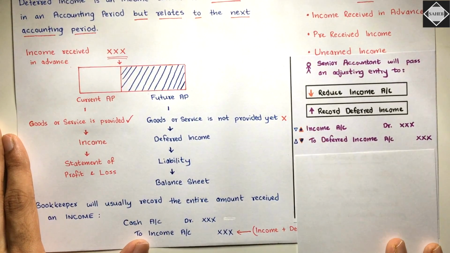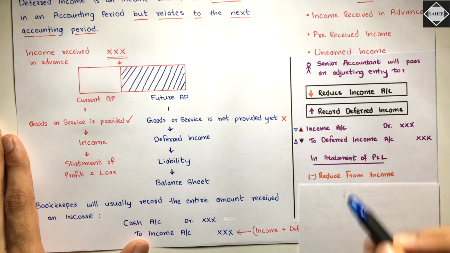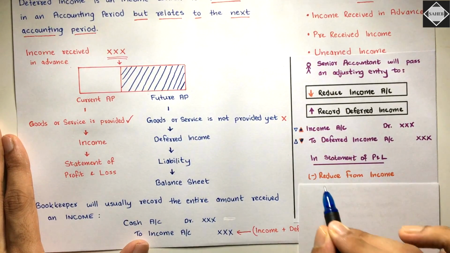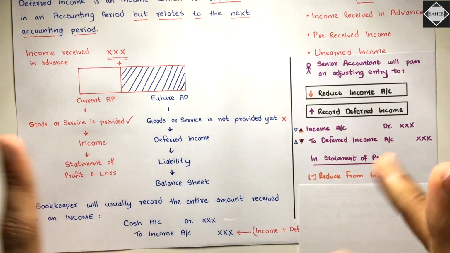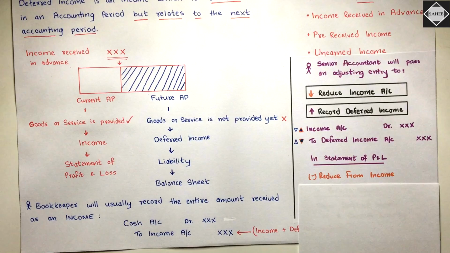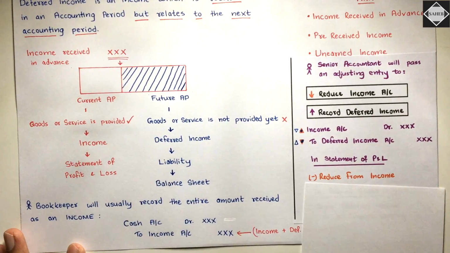Fine. And then in the statement of P&L, what will happen? In the P&L account, you have to reduce from income, isn't it? What happened in the journal entry? You reduce the income by 70,000. So you have to go to that fees income, for example, and reduce 70,000 over there. In the statement of P&L, reduce from income, right?